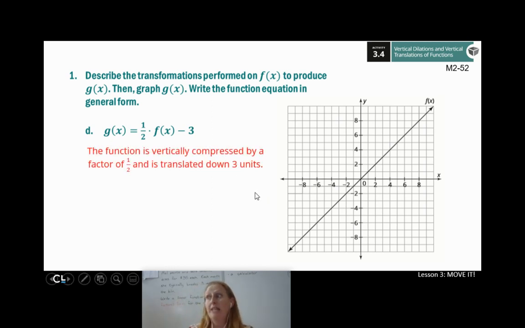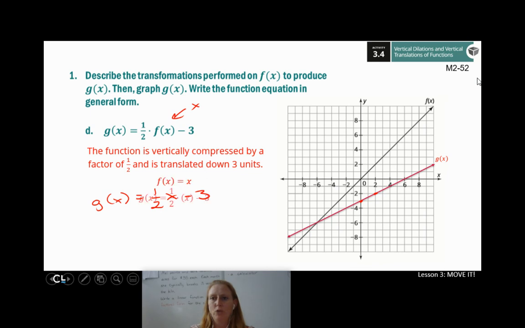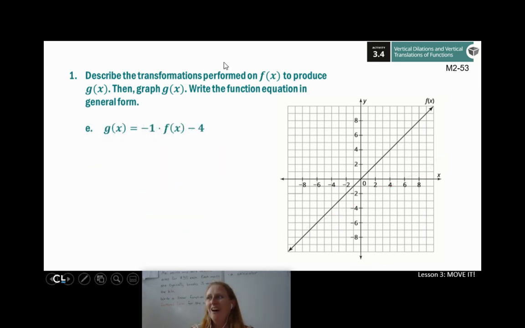I find it easier to write the equation before I graph it. So again, I know that f of x equals x, so I can just pop an x in there. So that means I have g of x equals 1/2 x minus 3. So my y-intercept is a negative 3. My new slope is up 1 over 2, and I connect the dots. And I call it g of x. Do I have more? There is more. A negative.